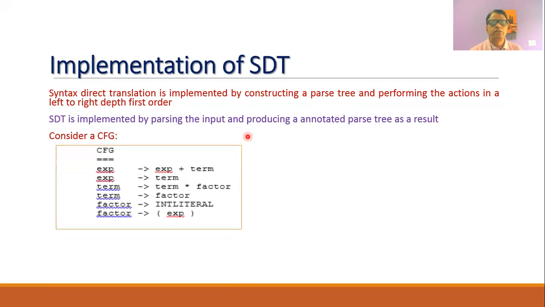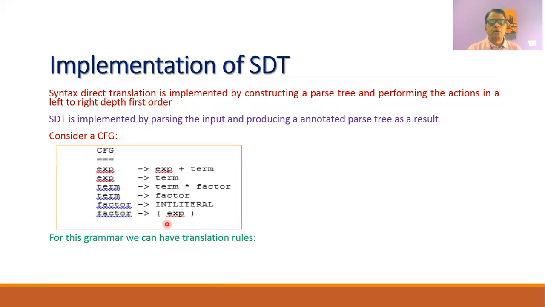For example, we will consider a simple grammar which consists of production rules of the form: expression is defined as expression plus term; expression is defined as term; term is defined as term into factor; term is defined as factor; factor can be defined as integer literal, and factor can also be defined as a bracket of expression. So this is a simple grammar which will deal with arithmetic expressions.